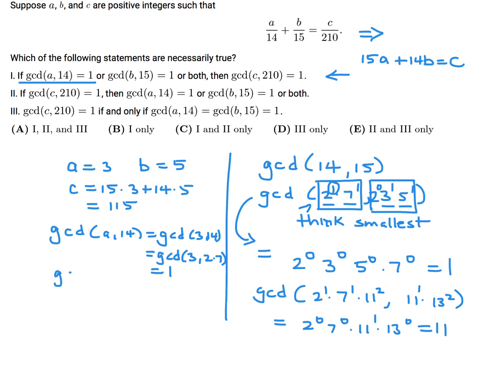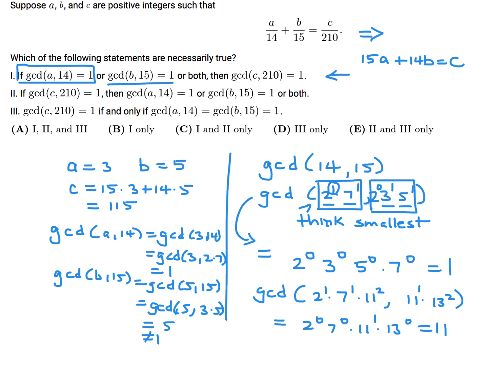Let's try GCD of B and 15. That is the GCD of 5 and 15, and that is the GCD of 5 and 3 times 5, so that's going to be 5, correct? So that obviously is not equal to 1, but they're saying or, so we're still valid. We just said, okay, that one's true so far. Now let's see if this holds true.